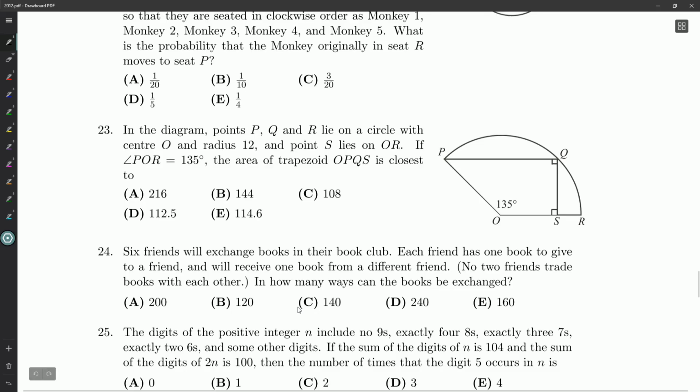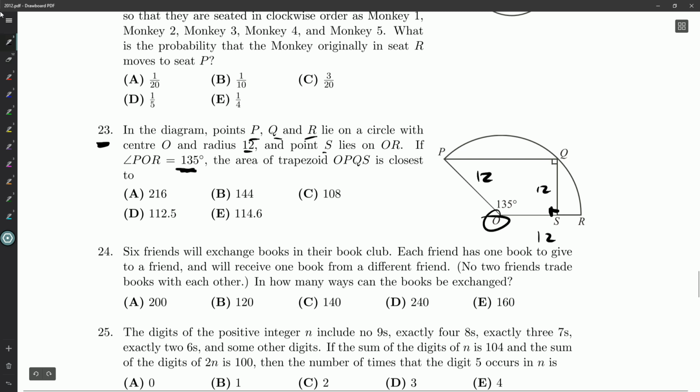In this video, we're looking at question 23 on our 2012 Cayley paper. In the diagram, points P, Q, and R lie on a circle with center O. This circle has a radius of 12. Point S lies on OR. OR, by the way, and OP, these are radii, so is this one here, so we can even draw those in. So S lies on OR, and it looks like we've got a right angle here, and I covered it up at an angle of 135 degrees.